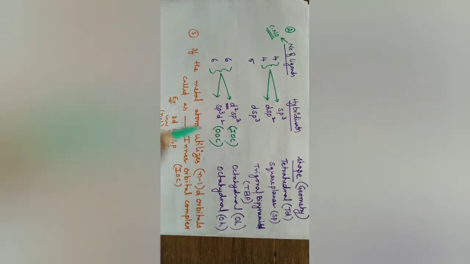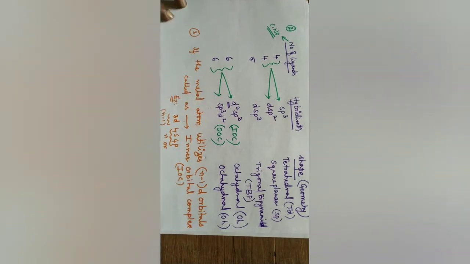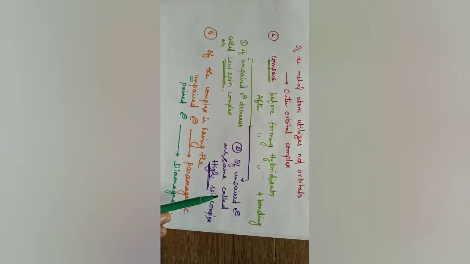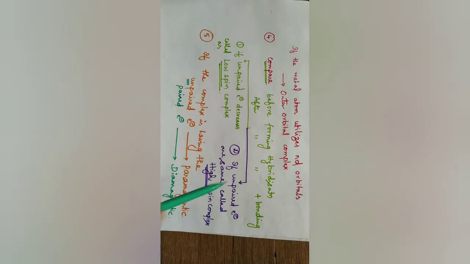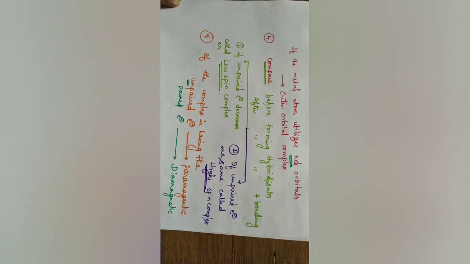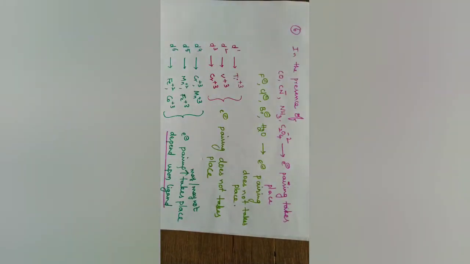If the (n minus 1)d orbitals are utilized, you call it an inner orbital complex. If the metal atom utilizes the outer nd orbitals, you call it an outer orbital complex. If the unpaired electrons decrease, it is low spin. If they stay the same, it is a high spin complex. If the complex has unpaired electrons, it is paramagnetic. If paired electrons, it is diamagnetic.